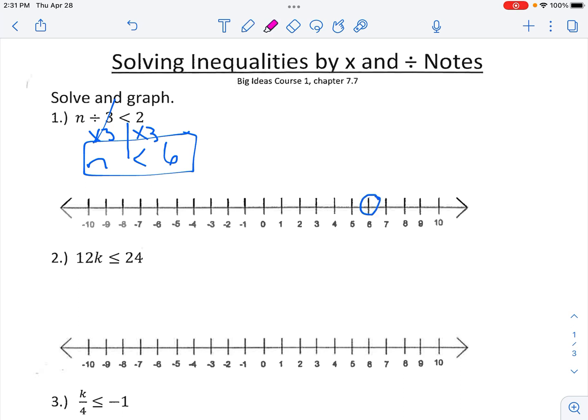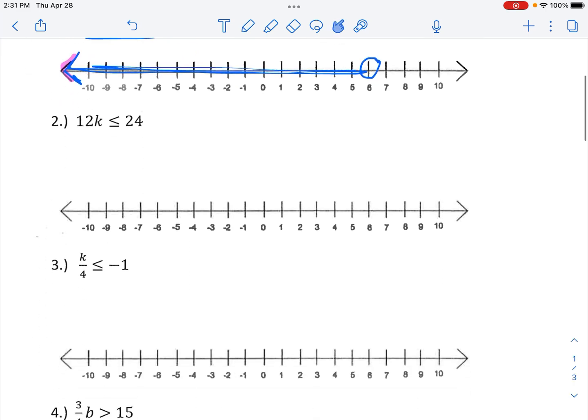You're going to match the arrow in the inequality with the arrow on your number line. So we're going to darken our line going to the left. Remember, that is telling you that any integer on that number line that is darkened is a solution for n. So any number less than 6 could be 5, 4, 3, 2, 1, 0, negative 1, etc.